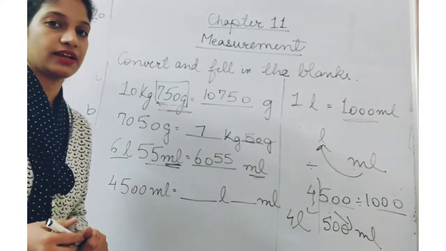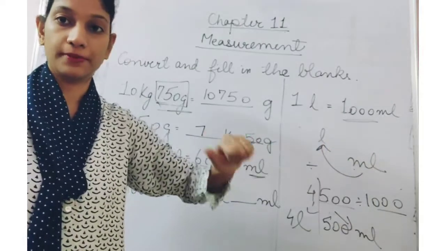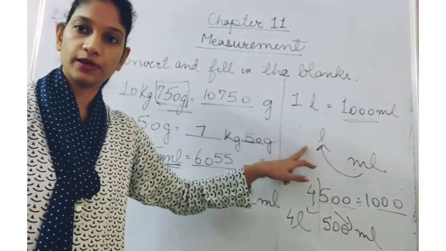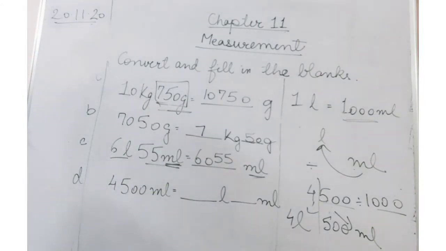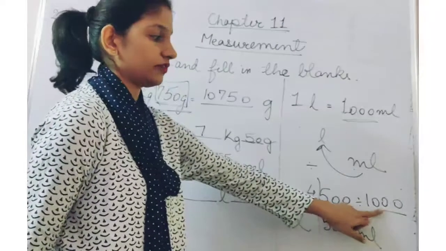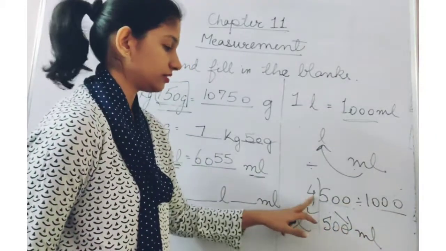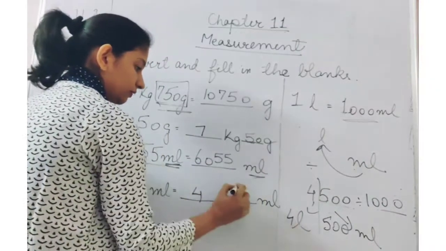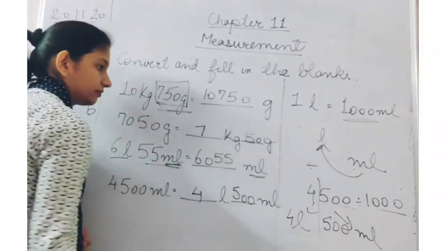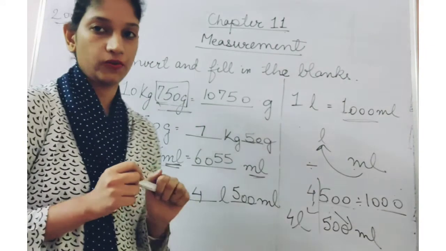The two main things that you need to remember here: when you are going from a bigger to a smaller unit, multiply. When you are going from a smaller to a bigger unit, divide. And when you divide, just count the number of zeros. You have 1000 here, so divide by 1000. The last 3 digits will be milliliter and the remaining part will be liter. So you have here 4 liter, 500 milliliter. This is how easy conversion is. Once you start practicing it more and more, you can do it orally as well.